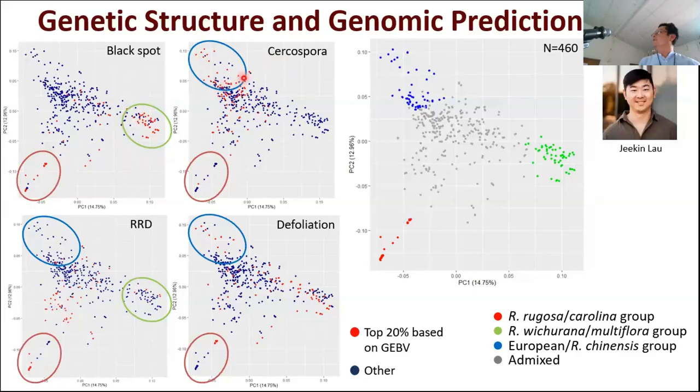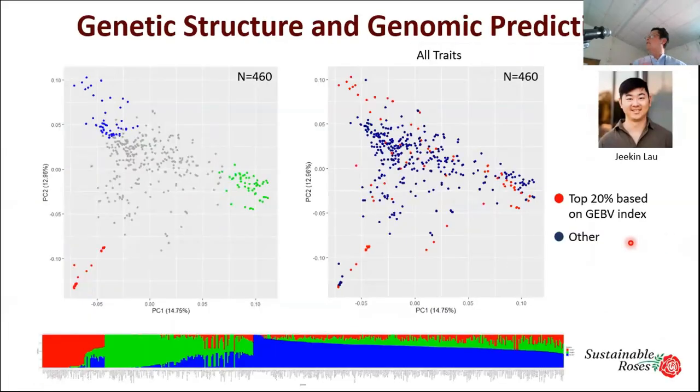For Cercospora, we see materials with the European chinensis and the Rugosa. RRD, mostly these two groups, but there are some over here as well. And defoliation, again, all three groups. I lost my other circle over here. So that's one way to see where the sources of resistance are, using a genomic prediction platform in combination with a population structural analysis. So this is the population structure.